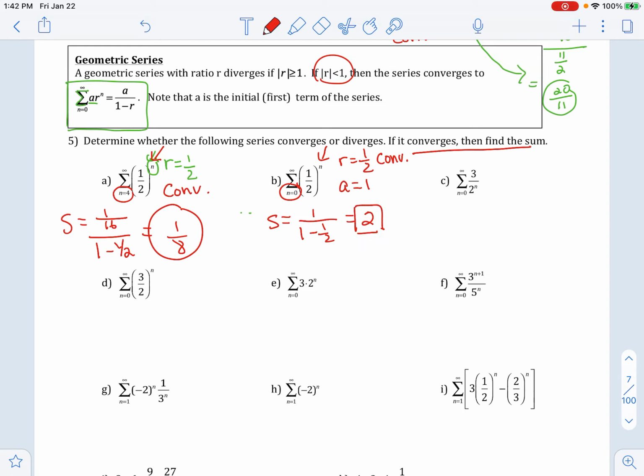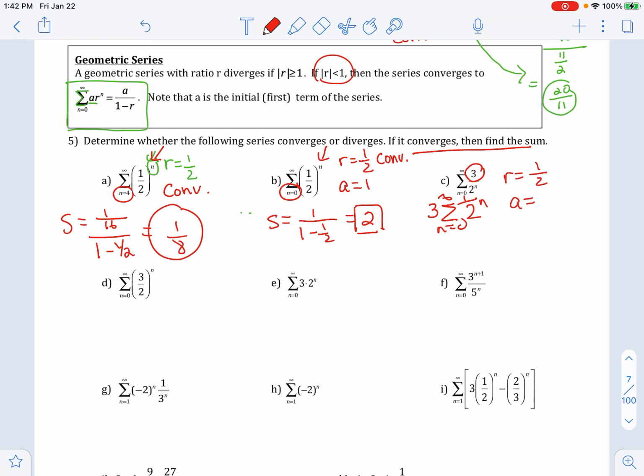Okay, number 3, letter C. This is just a number. If you want to do this, you can rewrite it like this. So that 3 will get multiplied to everything else in the problem. Sorry, it's 1/2. The 2's on the bottom. So notice it's only the 2 on the bottom that's being raised to the nth power. So your R here is also 1/2.